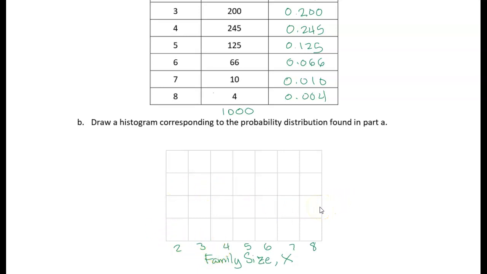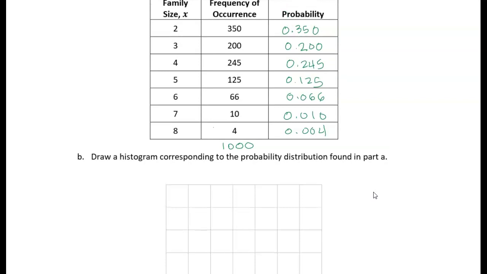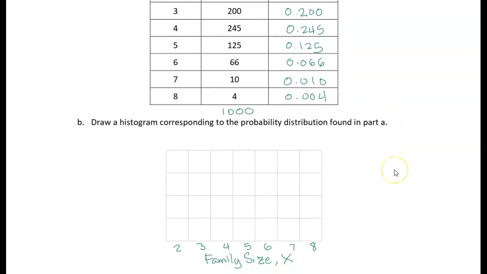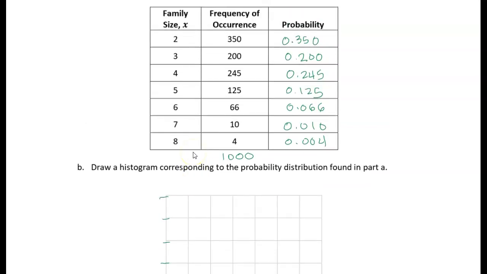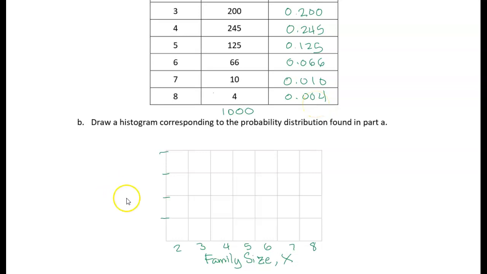Now it's good to look at what the range is of these probabilities. It's going anywhere from 0.004, which is pretty small. Looks like the biggest one is 0.35. So I really only need to go up to 0.4 ought to be sufficient, because I need to go to 0.35. So let's just make each one of these tick marks 0.1, 0.2, 0.3, and 0.4. Because I only need to go up to 0.4.